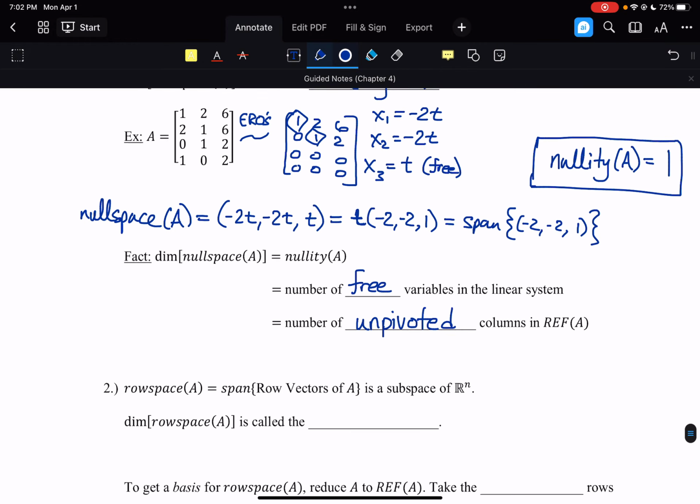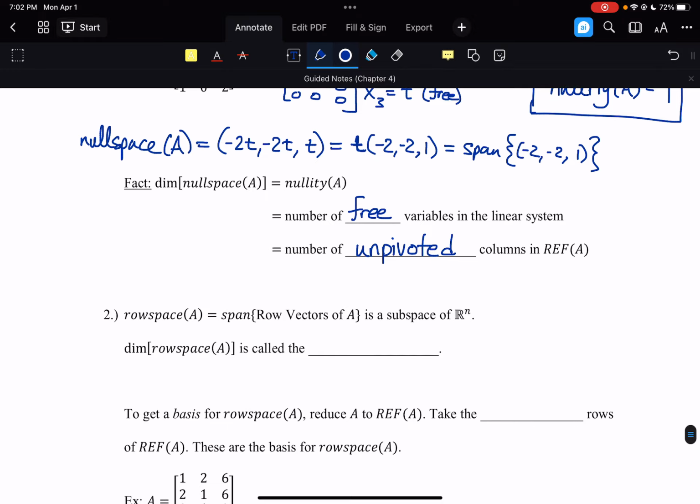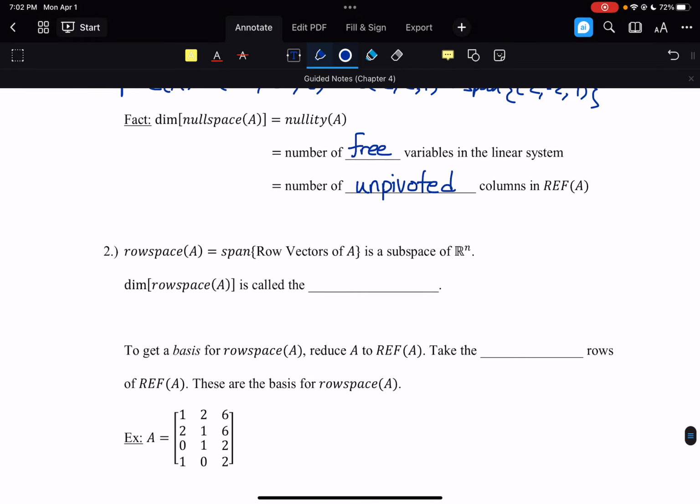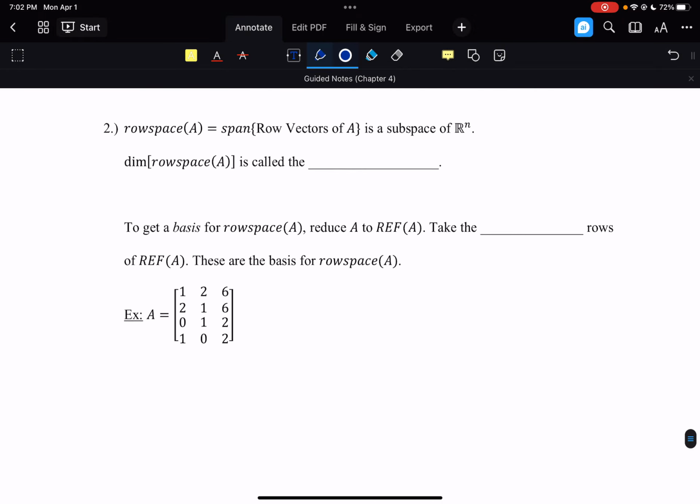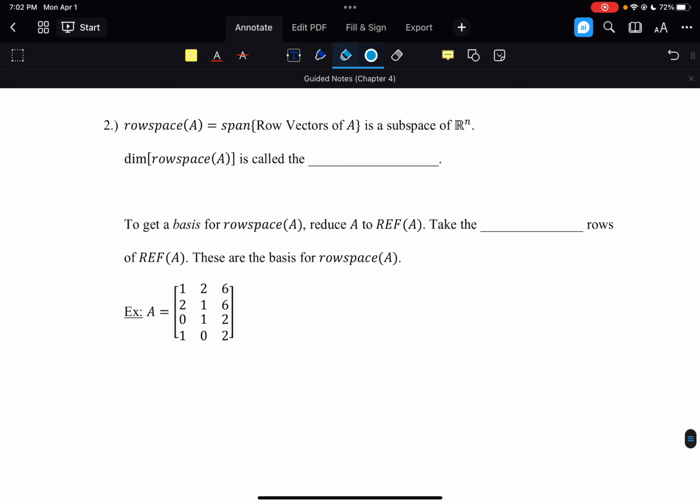Now, the next type of subspace that we're going to look at is the row space. The row space is the span of all of the row vectors of A. So you take all of the row vectors of A and then you span those. Any vector that can be created by a linear combination of the rows of a matrix, anything that can be created by that is an element of the row space. And this is a subspace of Rn.